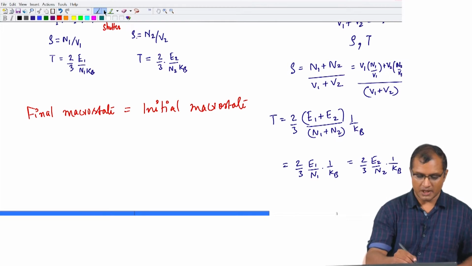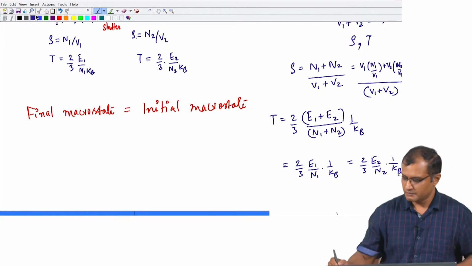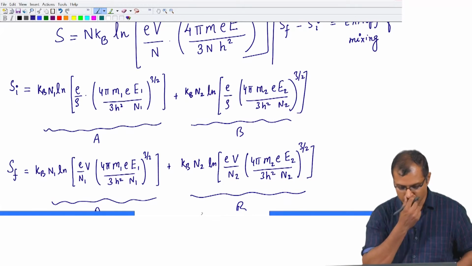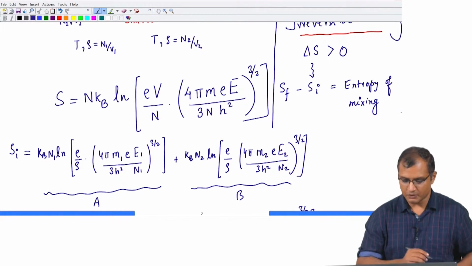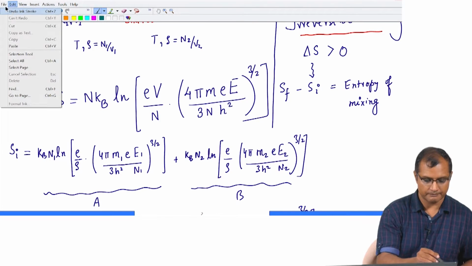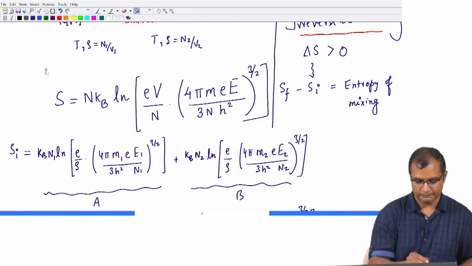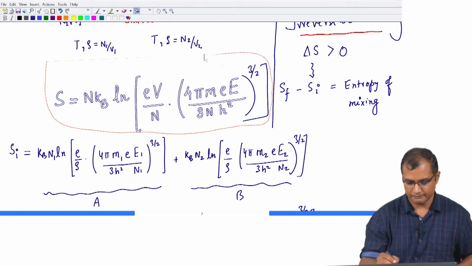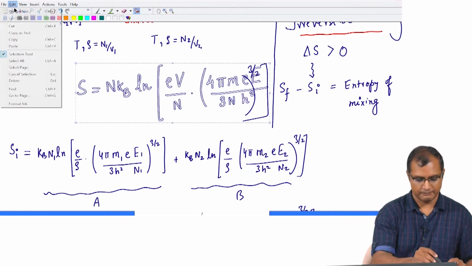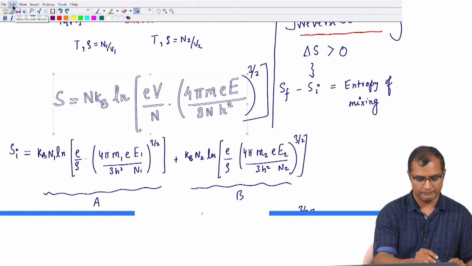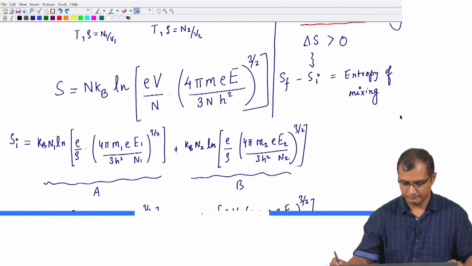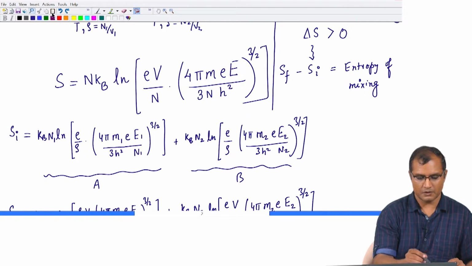So, you can check it from your expression. If you write down your entropy here, so I am going to write down, let us take this, okay. I just want to copy this expression.